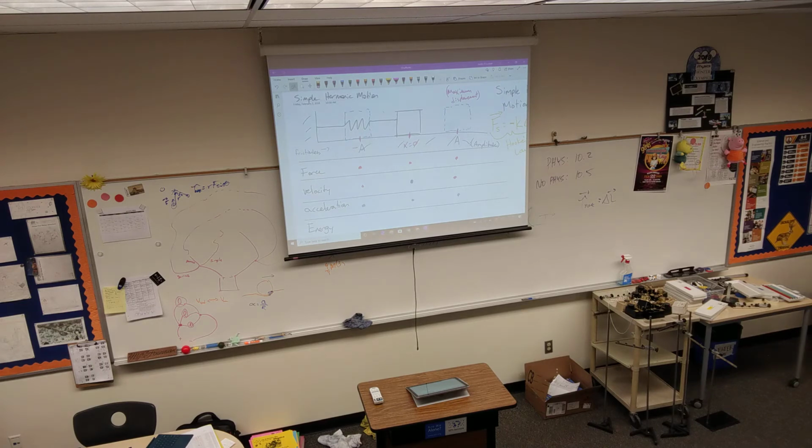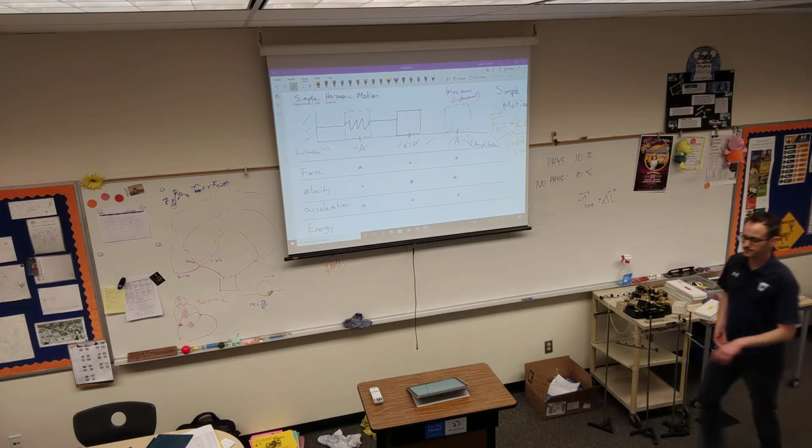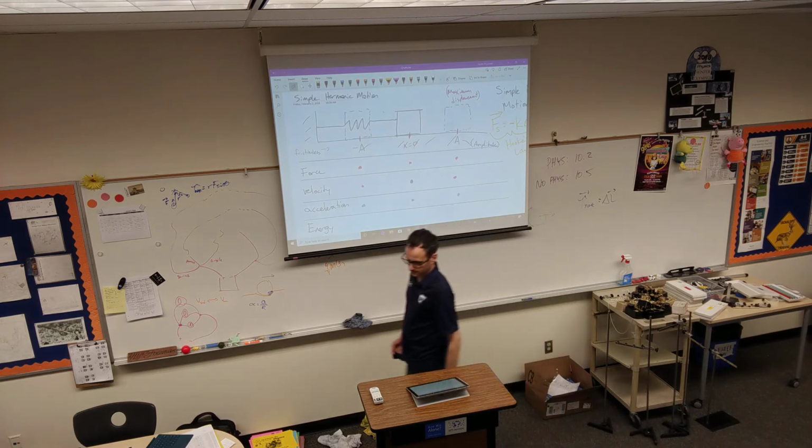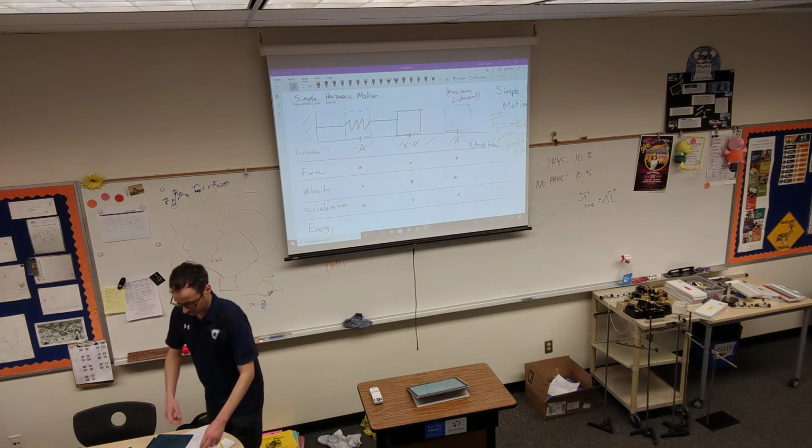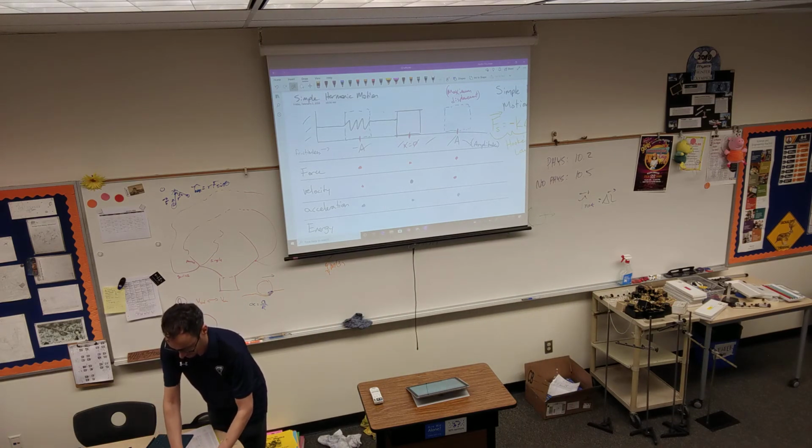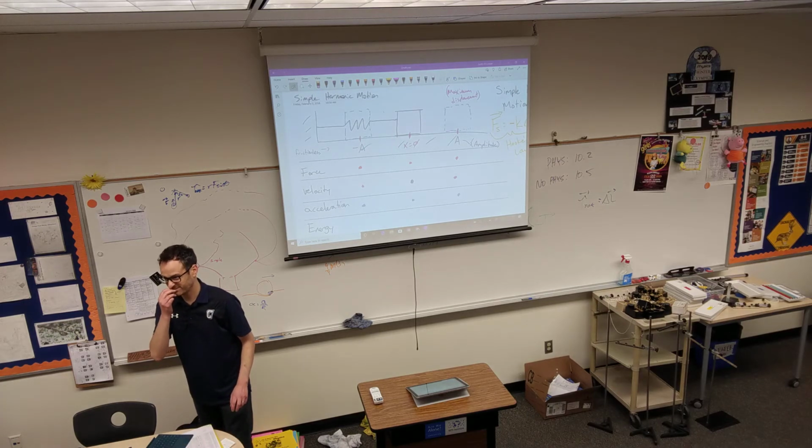The force points toward the displacement, so this one is right there. But if you're at the center, does the force point down? The arrows, because that's right where it changes direction.